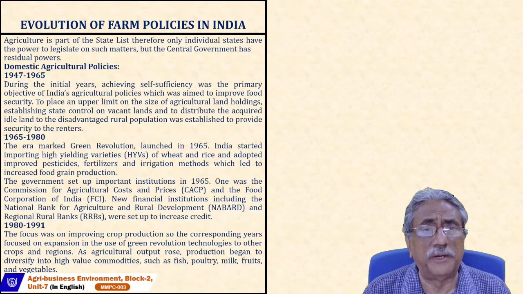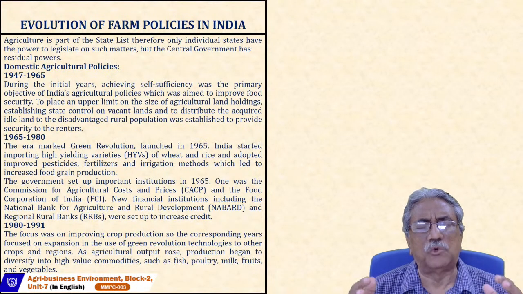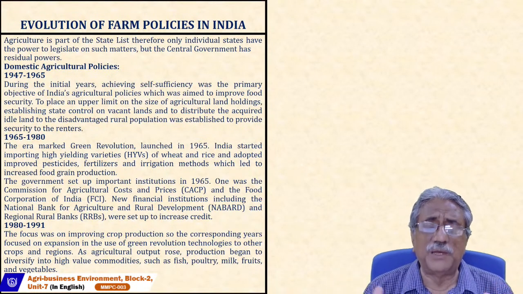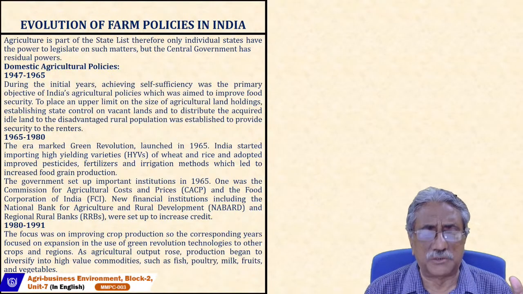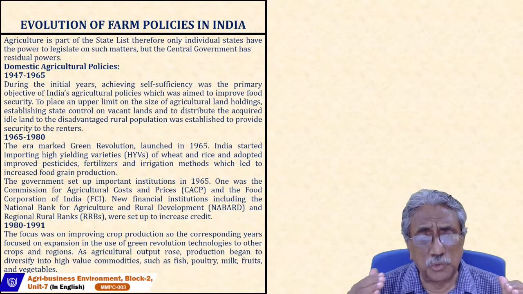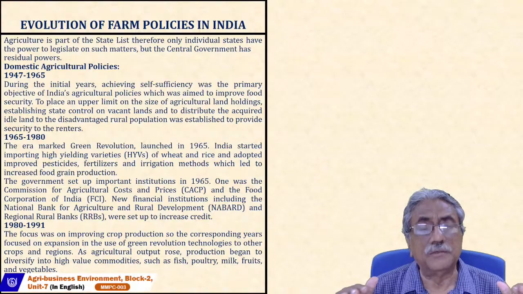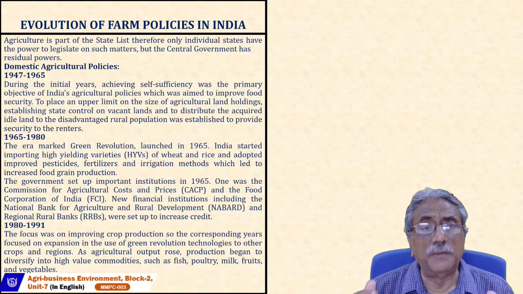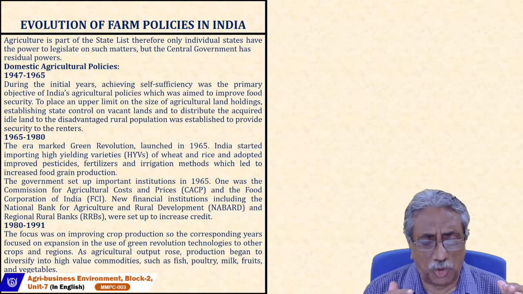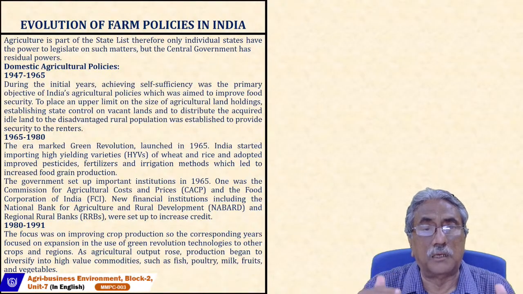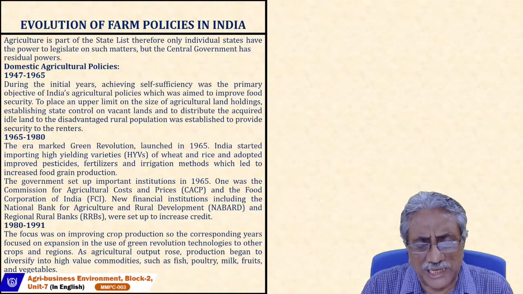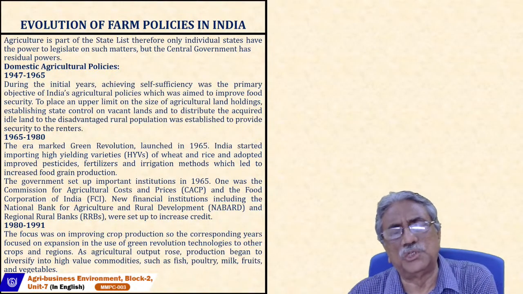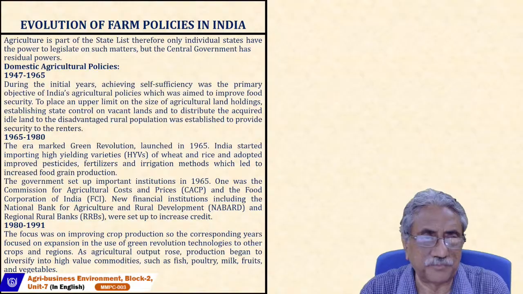To place an upper limit on the size of agricultural land holding. What had happened was that Zamindari land holding was huge, so there were hired laborers, farmers. To break that chain, this Zamindari Pratha was demolished, and an agricultural land holding limit was set. And so the excess land was then distributed to the landless laborer.